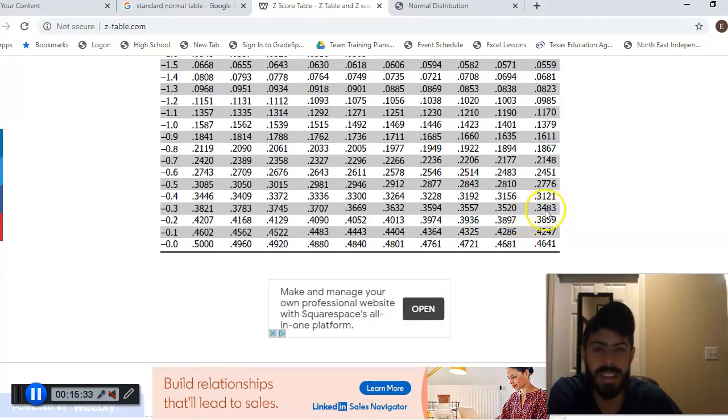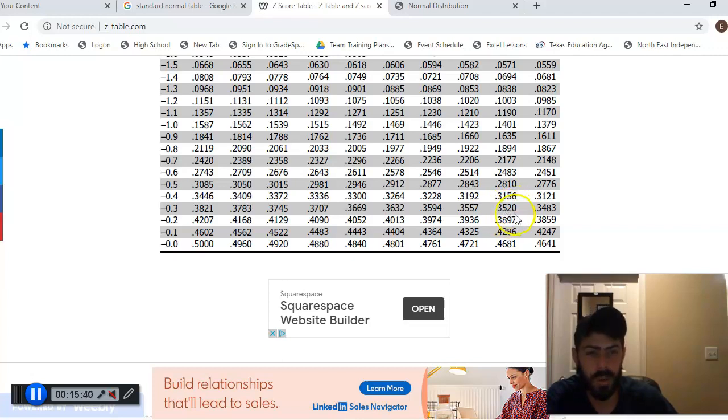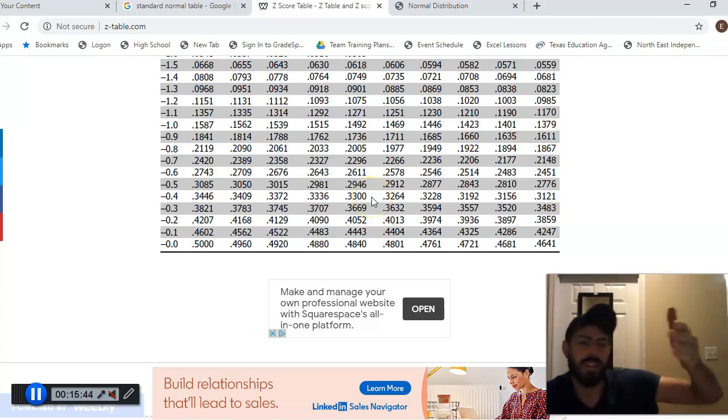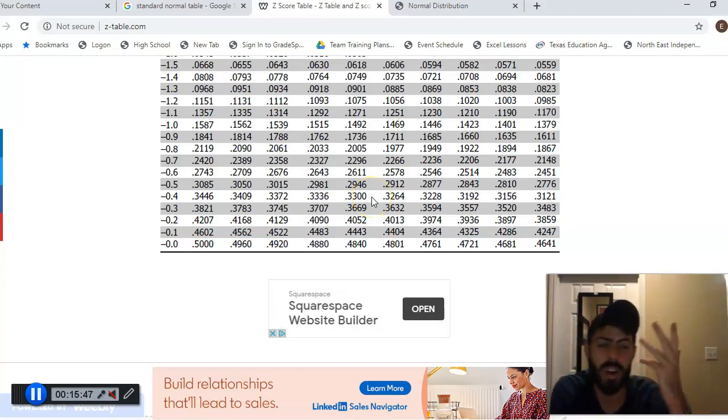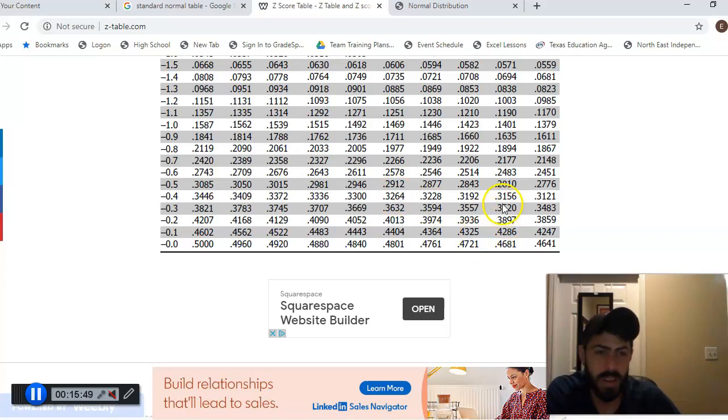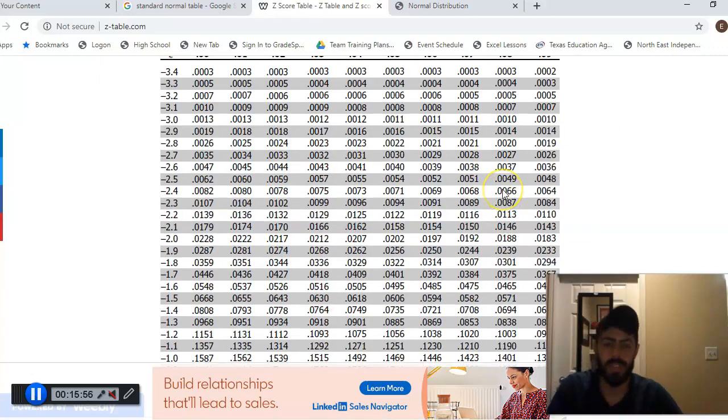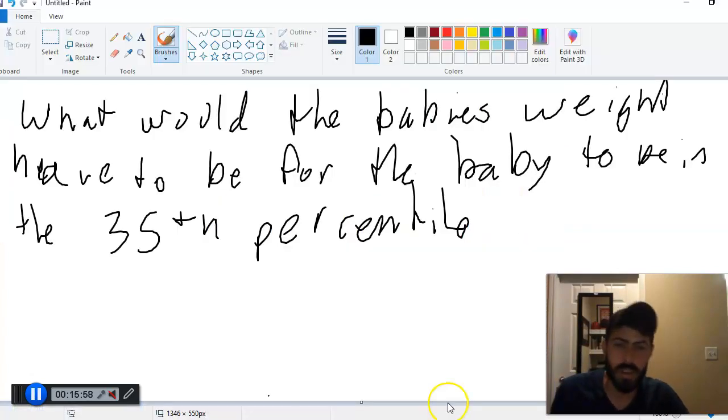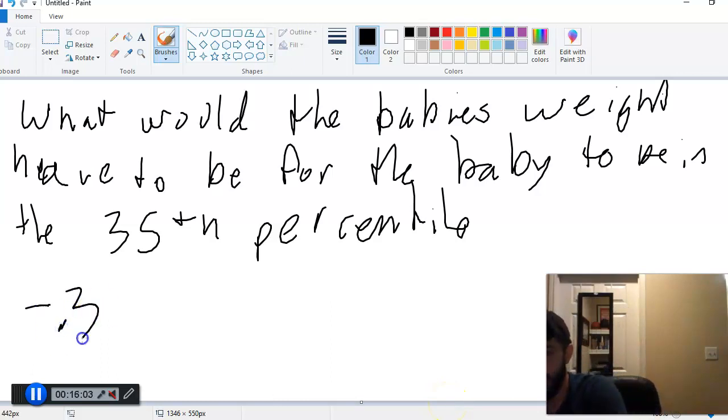But no, wait, we want at least the 35th percentile, right? So we want to be bigger than 35%. So we need the one that's bigger. Okay, so we're going to do it with this one, 0.3520, because that gets us just on the other side of the 35th percentile. We're going to overestimate, right? So 0.3520, the z-score for that is negative 0.38.